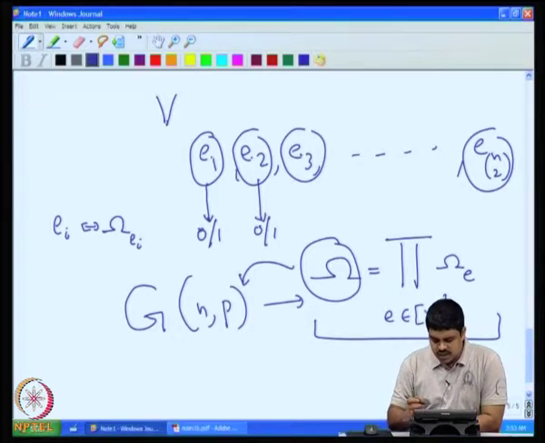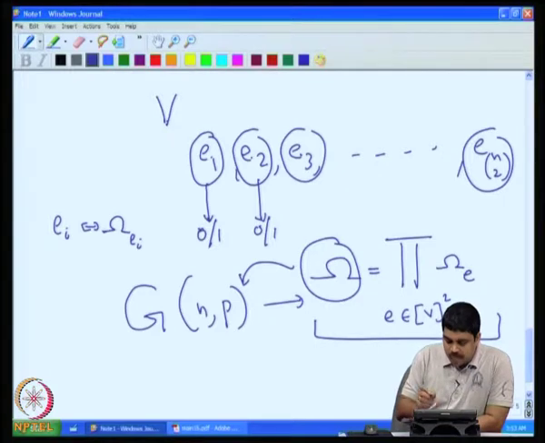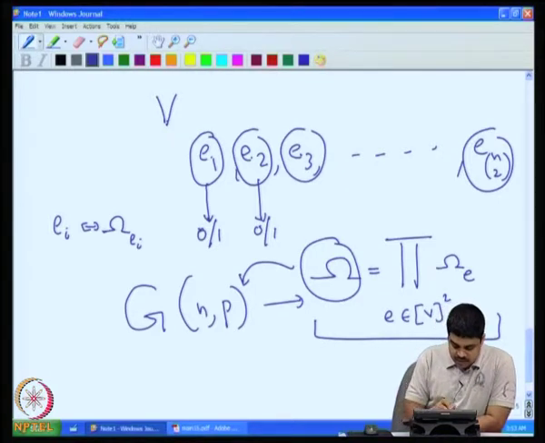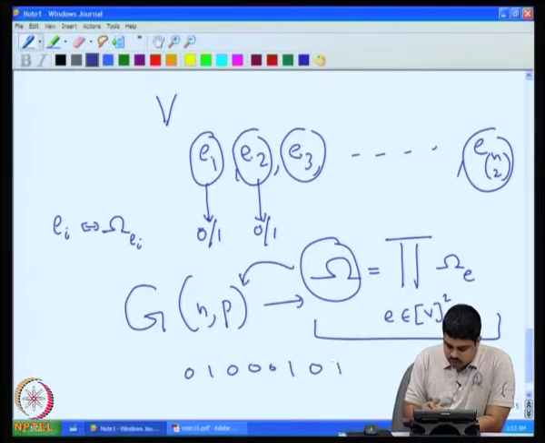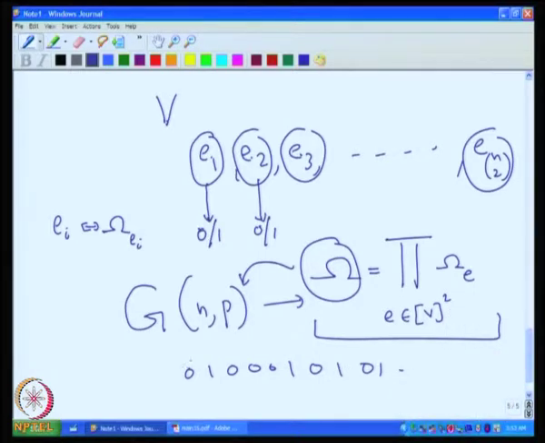So, how do you assign probability values to each of the outcomes in this space? For instance, if a string is like 0 1 0 0 0 1 0 1 0 and so on, then we can assign probabilities as follows. This means that E1 has not been selected, so this corresponds to probability q. E2 is selected, so this corresponds to probability p. E3 is not selected, so it corresponds to probability q.